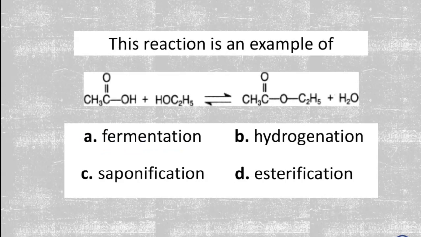This problem is asking us, this reaction is an example of. So we're taking here an acid and reacting it with an alcohol. This process is what we called esterification. Now please remember that saponification is the reverse of this process. So if this were flipped around, this would be a saponification reaction, but in fact, it is an esterification reaction.